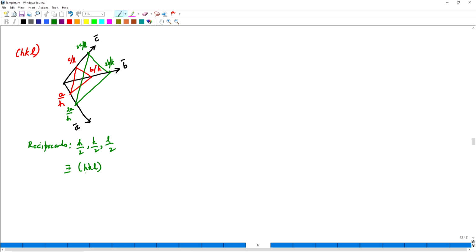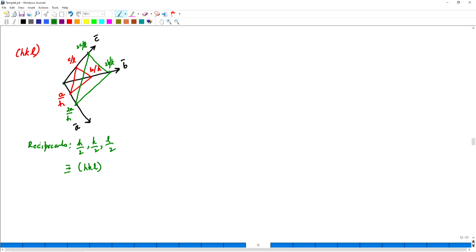So, whenever I say there is some plane HKL, I am actually talking about a set of parallel planes, and that is an infinite set. We can move in the positive direction, we can also move in the negative direction, which means there will also be a plane passing through the origin from which I had drawn the first plane, and then I can keep moving in the negative direction as well.